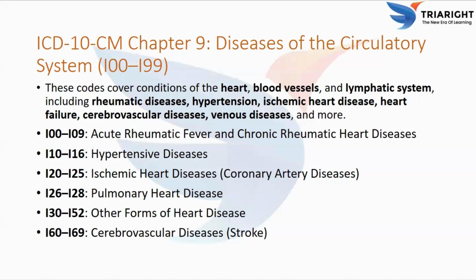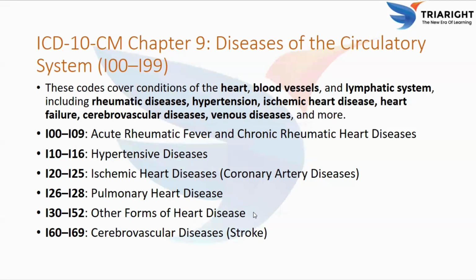And coming to the code range I20 to I25, these are ischemic heart diseases, problems caused by reduced blood flow to the heart. This includes angina and also the myocardial infarction. Next, I26 to I28 category codes describe the pulmonary heart diseases. Conditions affecting the right side of the heart and also the lungs are classified in these categories. You have to code from these.